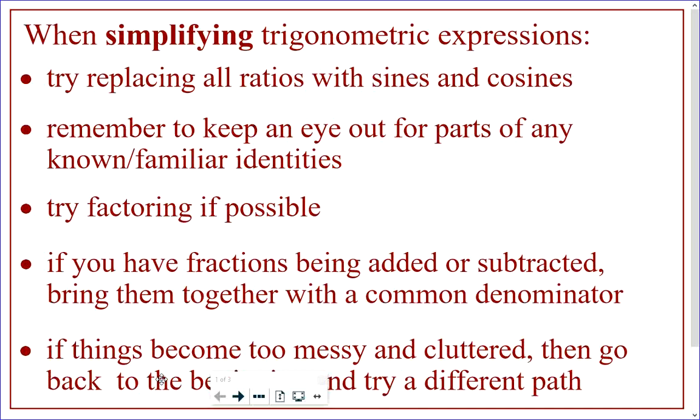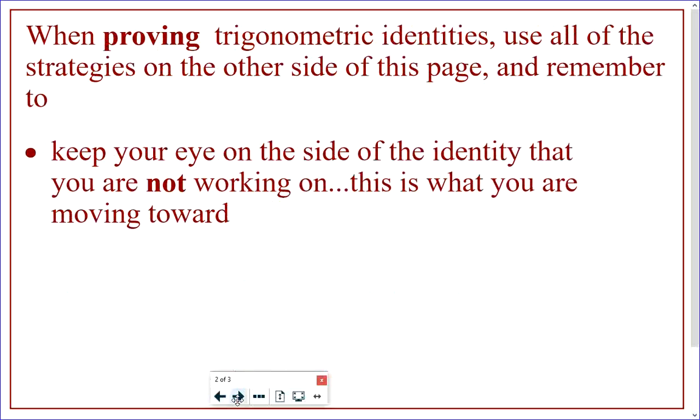If you turn that sheet over, the other side says when proving a trigonometric identity, you're going to do all these things that we've been working on, but you're also going to keep your eyes on the prize. If you're trying to turn the right side into the left side, then you have to continually be looking at the left side because that's your goal, or vice versa. All right.